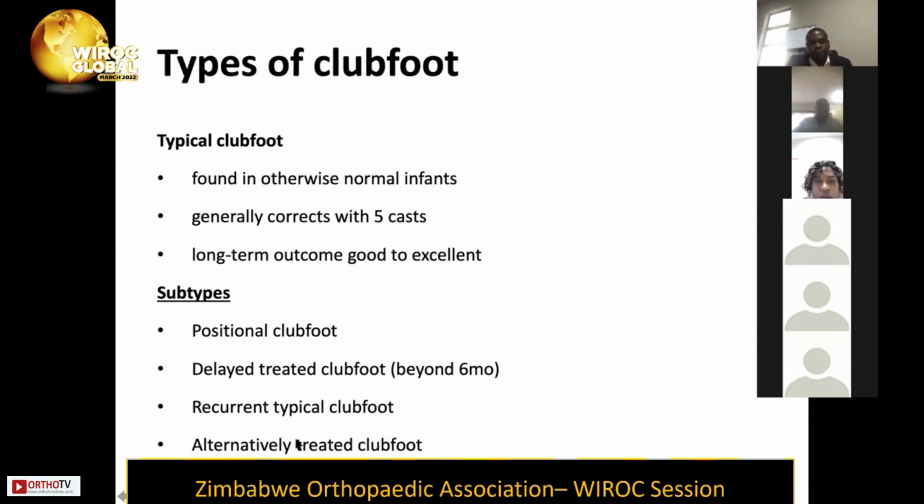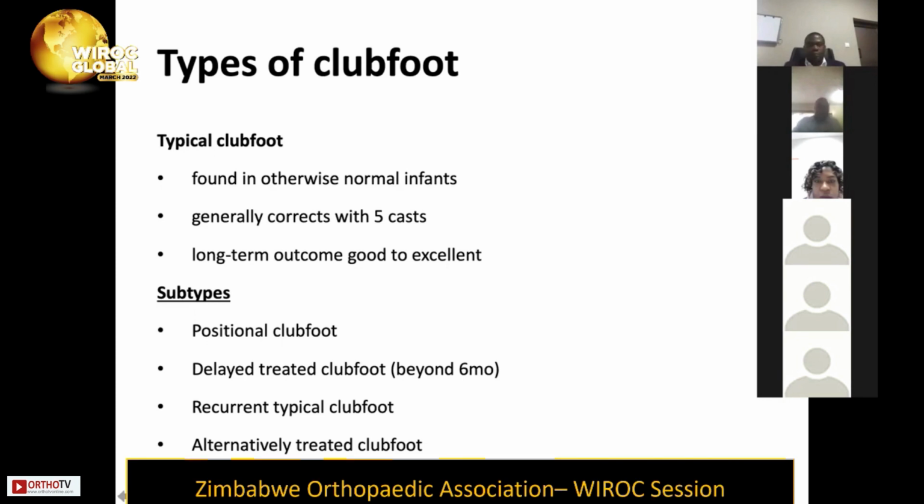And typical clubfoot can be divided into positional clubfoot, which is present at birth, and it is not really a true clubfoot. It is thought to be a result of intrauterine crowding, and it usually corrects with 1 or 2 casts. Then if the typical clubfoot is delayed in terms of being treated, that is beyond 6 months of age, then it is termed delayed treated clubfoot.